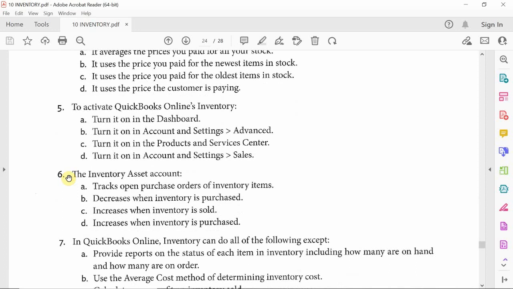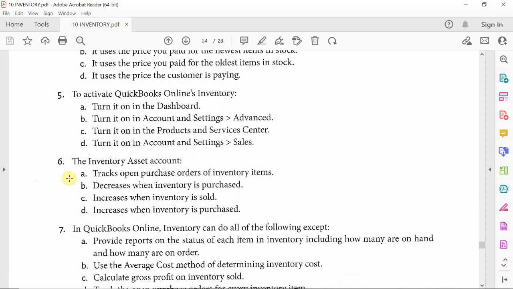Number 6. The inventory asset account. Does it A, track open purchase orders of inventory items? B, decrease when inventory is purchased? C, increase when inventory is sold? Or D, increase when inventory is purchased? I'm going to say D.